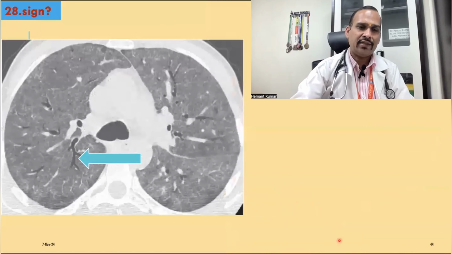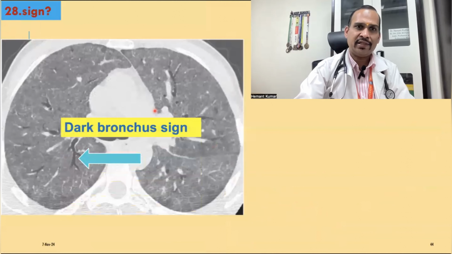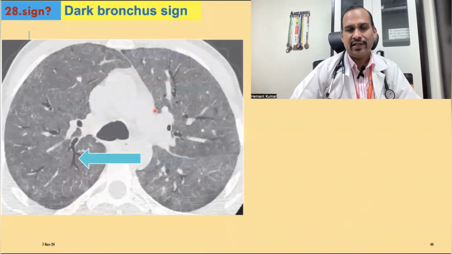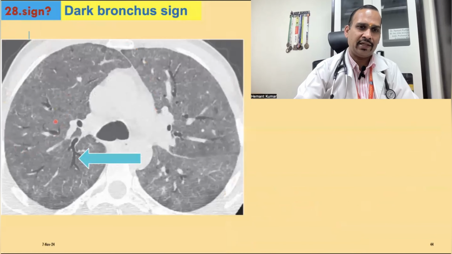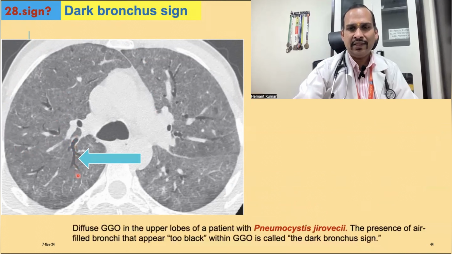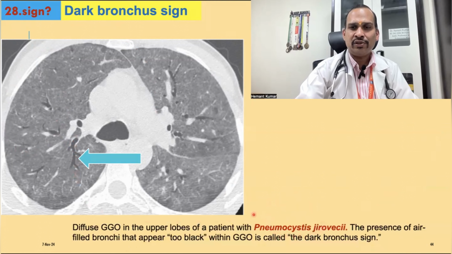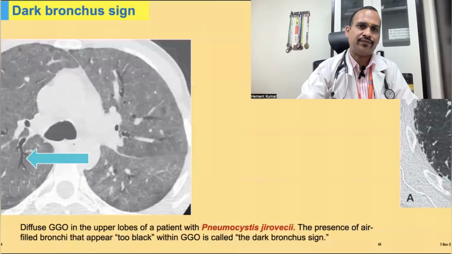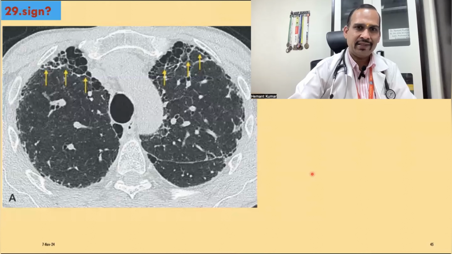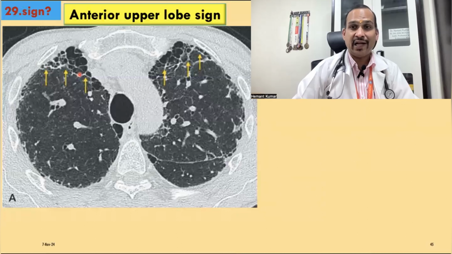Now the 28th sign. What is this sign? This is the dark bronchus sign. In this opaque lung, you are able to see this dark bronchus. This is seen in patients with Pneumocystis jirovecii. The presence of air-filled bronchi that appear too black within GGO is called the dark bronchus sign. Now the 29th sign. Can you see honeycombing in the anterior part? This is the anterior upper lobe sign.